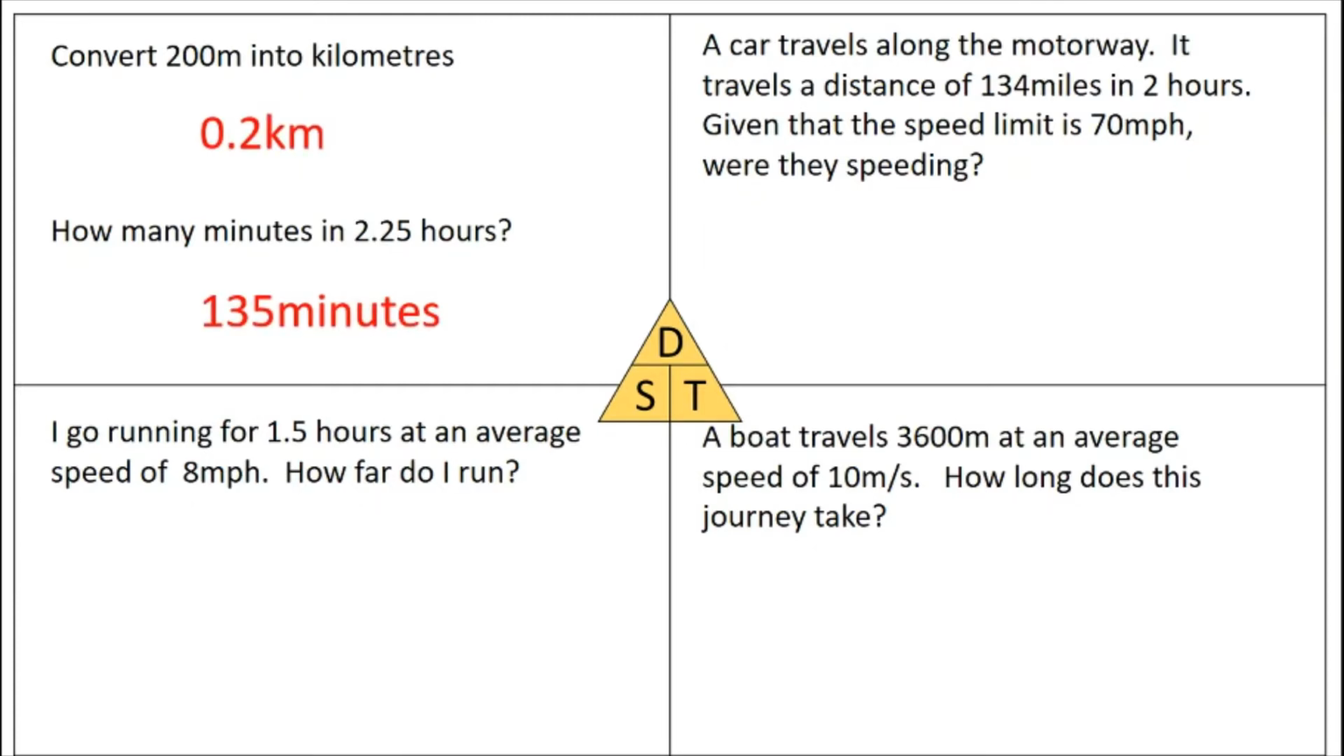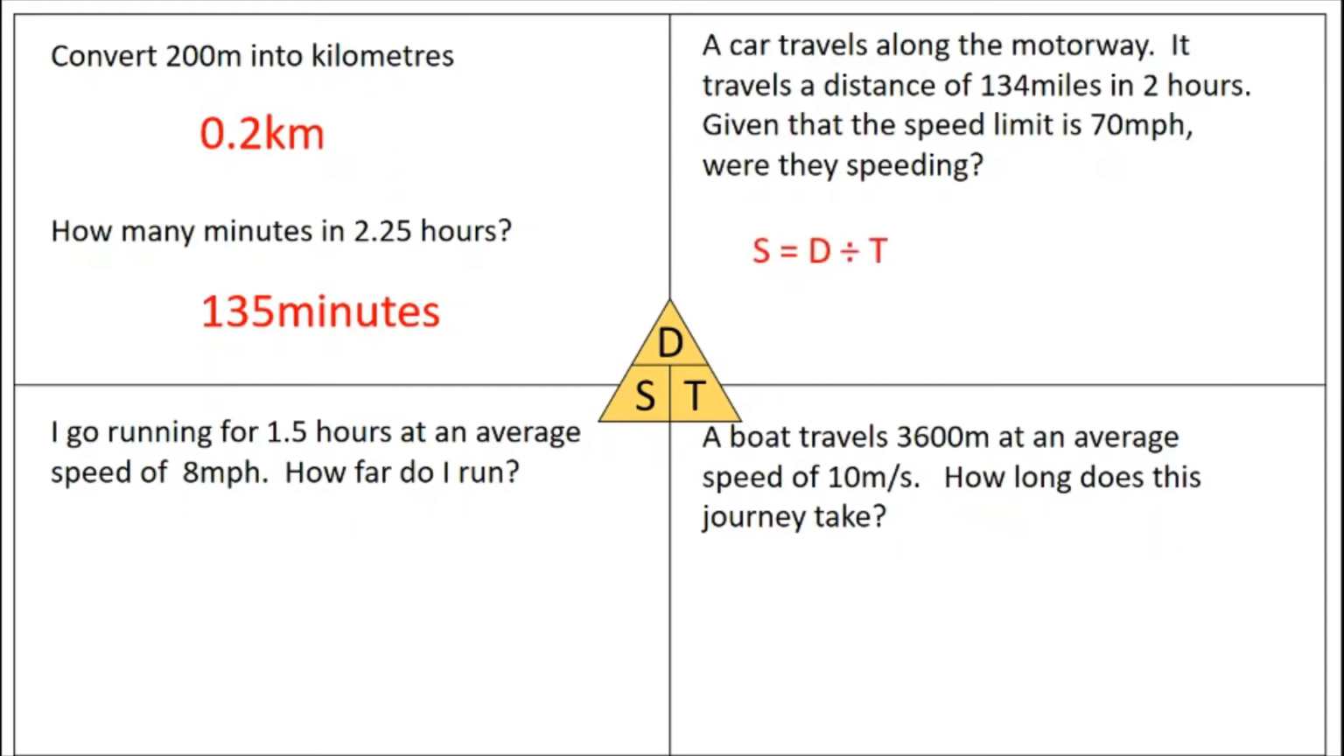Okay, 200 meters is 0.2 kilometers because there are 1,000 meters to every kilometer. There are 135 minutes in 2.25 hours. Not 225. Remember, there are only 60 minutes in an hour, not 100.